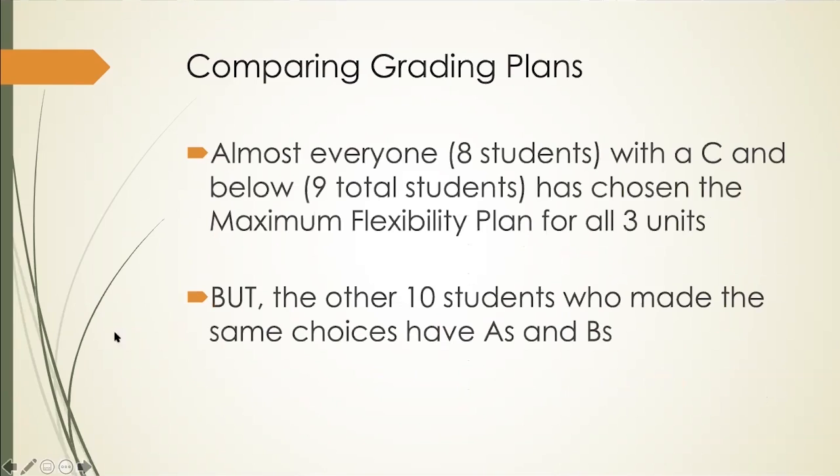And then to compare the grading plans with each other, almost everyone with a C and below right now has chosen to not have that additional structure and accountability for all 3 units. But that's not to say that that plan is worse for students, because the other 10 who made the same choices have A's and B's. So it's still more people who chose that plan are succeeding as opposed to struggling. So I really think it is just based on the students and what's going on in their lives rather than the structures, because it seems that both are providing opportunities for students to succeed.